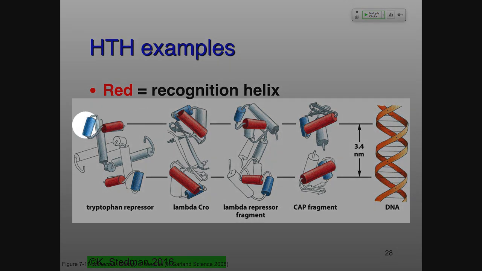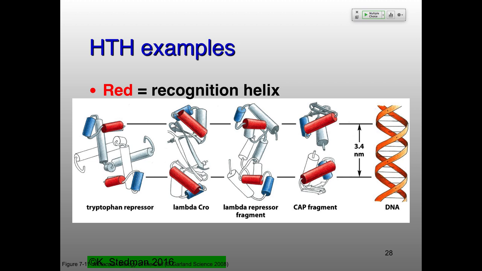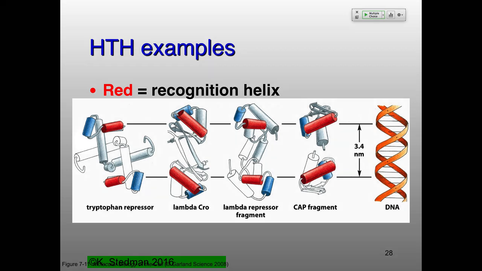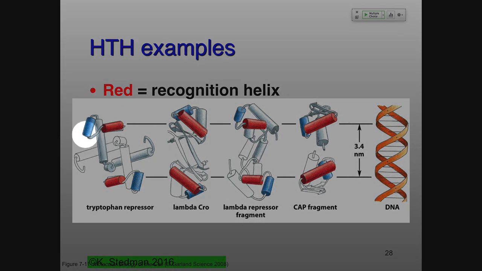Helix turn helix: here's our first helix, second helix. That red helix is also called the recognition helix. That's the alpha helix that is going to sit in the major groove of DNA. As I mentioned before, many of these DNA binding proteins are dimers. So here's an example. We've got one subunit here with the gray helices, the other subunit here with the white helices, gray and white here, gray and white here, gray and white here.